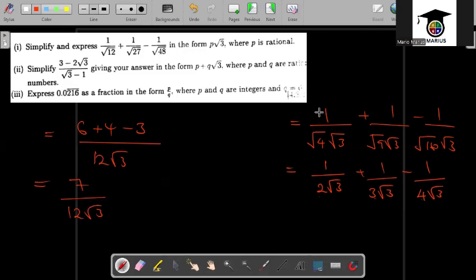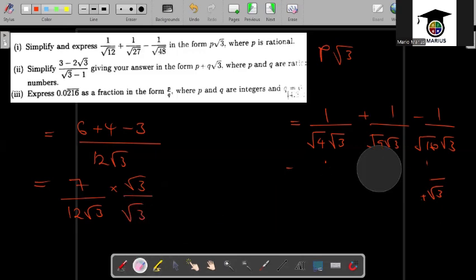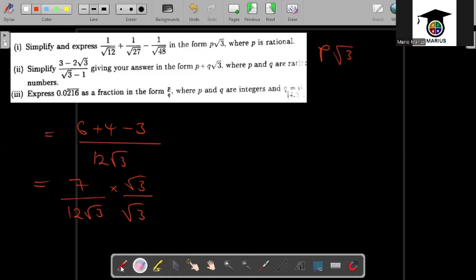From here, what we want is to get the form p root 3. It means that our root 3 must be on top and not down where it is there. So what I can do is multiply by root 3 both in the numerator and in the denominator. So if I multiply here root 3, I multiply there root 3. What am I going to have? From here I'll just have on top 7 root 3. Then down there, root 3 by root 3 will give me 3. Then I'll just have 12 multiplied by 3.